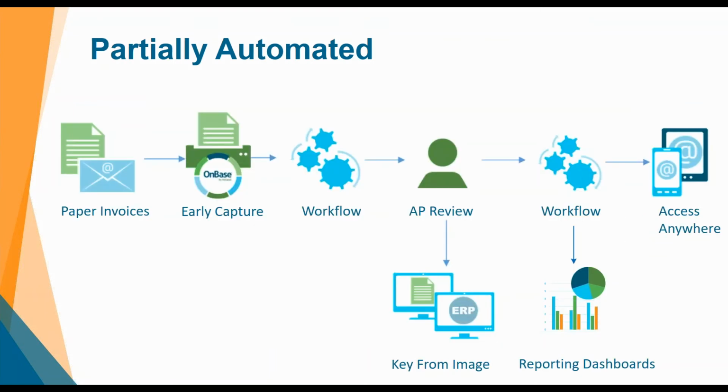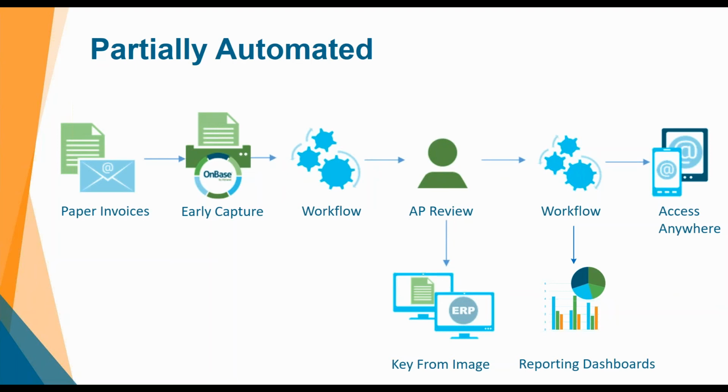Okay, so up on the screen, starting at the very beginning here, we have a partially automated solution, and I apologize, I can't show you guys exactly what I'm looking for here with the drawing tools. But as a paper invoice or email invoice comes into the organization, we're able to ingest that information right away with an early capture process within OnBase. So capturing scanned documents if need be, or electronically capturing those invoices that are coming in that way. We're able to put that information within the workflow engine and route it to an AP reviewer.